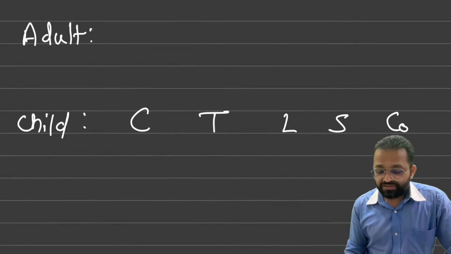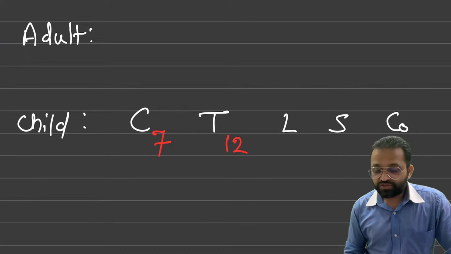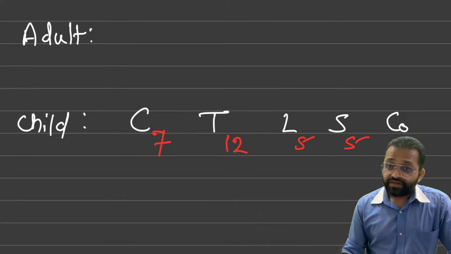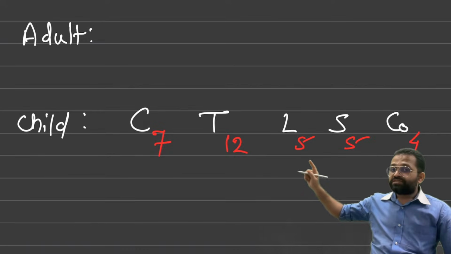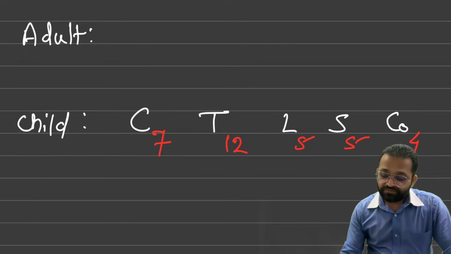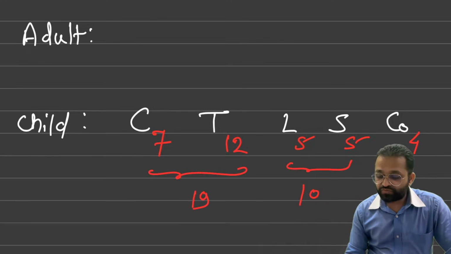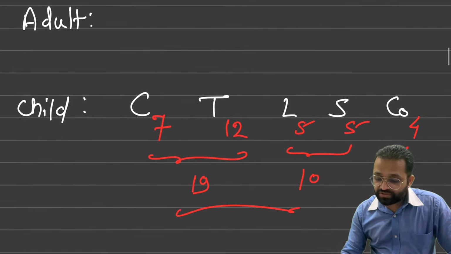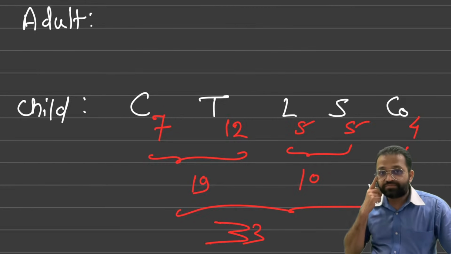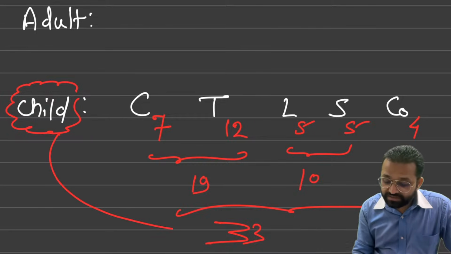Remember, in the children, how many cervical vertebrae? 7. How many thoracic vertebrae? 12. How many lumbar vertebrae? 5. How many sacral vertebrae? 5. Now, how many coccygeal? Sir, 4. So if you see the total, 7 plus 12, 19, 5 plus 5, 10, and this is the 4. Okay. So if you add the total, sir, these are our 33 vertebrae. So in the children, how many vertebrae are present? Answer is 33.